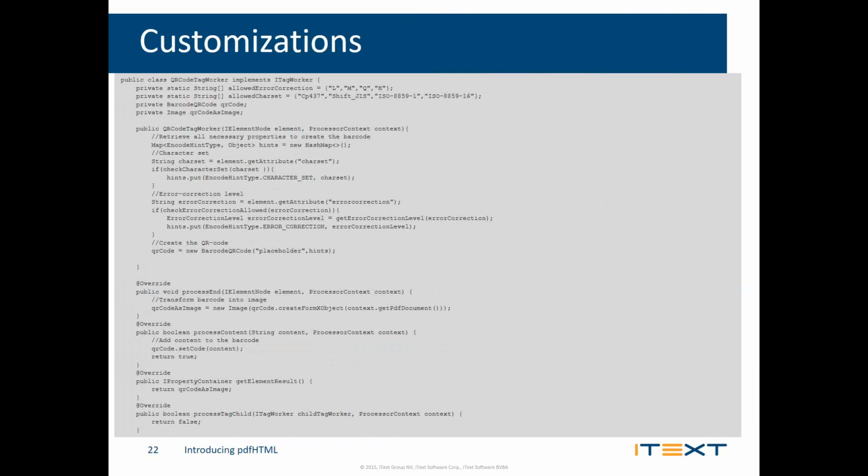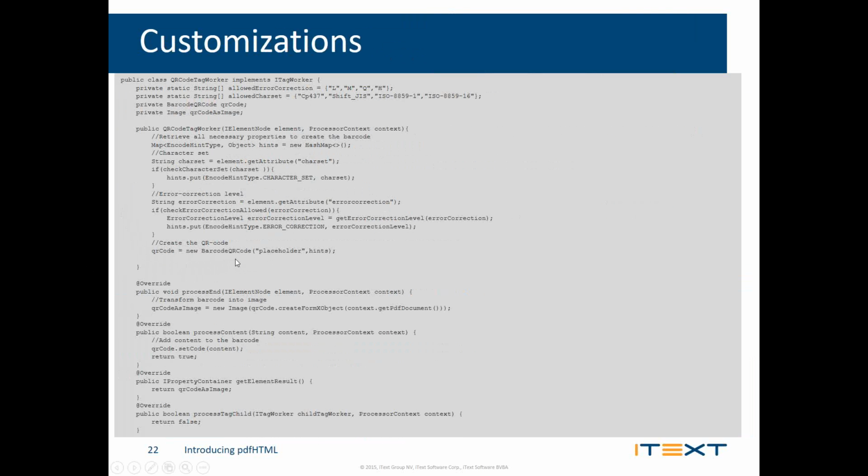And this is the entire code for the QR code tag worker. It wasn't that much work in hindsight, but it might be a bit too much to show here. This leverages the barcode functionality in iText 7 itself, so there's not a lot of code that you have to write on your side.